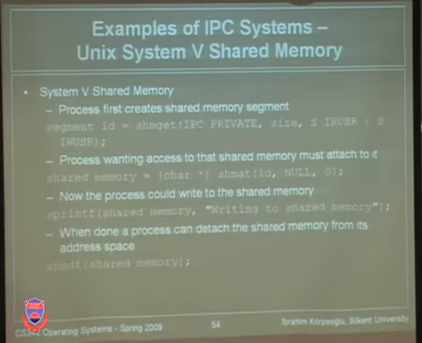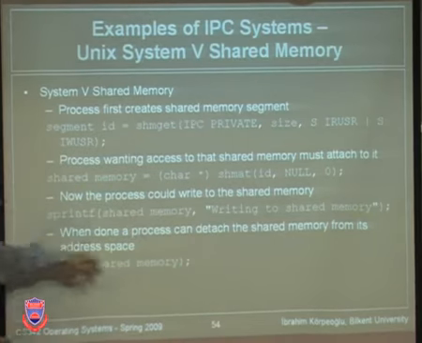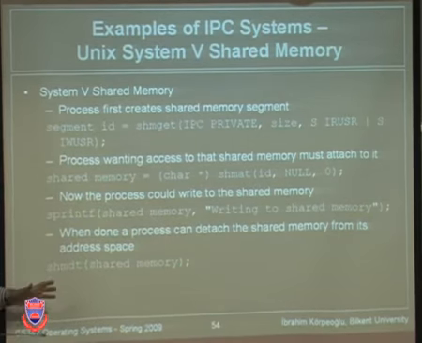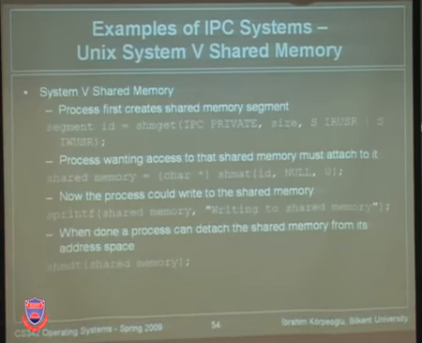So let's look, for example, at System5 shared memory. System5 shared memory has functions to create and manage shared memory. One function is shared memory get, another is shared memory attach, another is shared memory detach, and so on. Whereas the POSIX API has functions such as shared memory open, shared memory unlink, ftruncate, mmap, and so on. If you would like to program, you have to read the manual pages of those functions, understand what they are doing, and then use them in your programs that use shared memory.